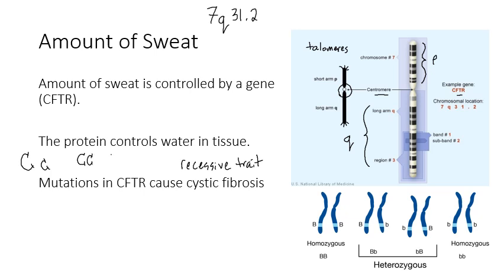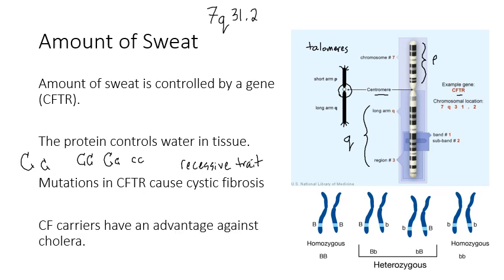In a case where we have a capital C and a small c, in this heterozygous form, the dominant trait is going to cancel out the recessive trait. And in the situation where we have the small c and the small c, this homozygous form, this recessive trait will be expressed. Cystic fibrosis is a disease that produces an excess of mucus and is life-threatening.